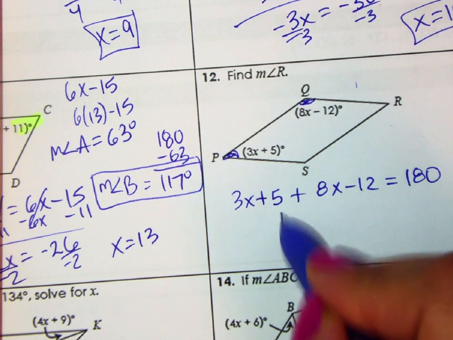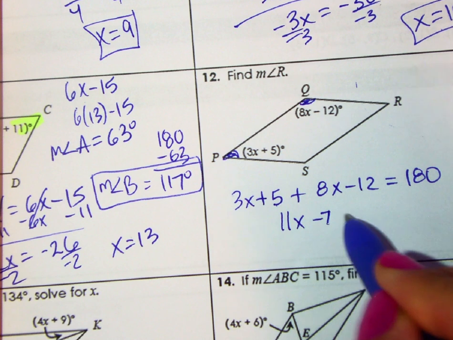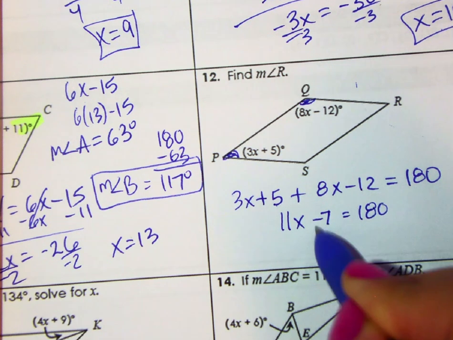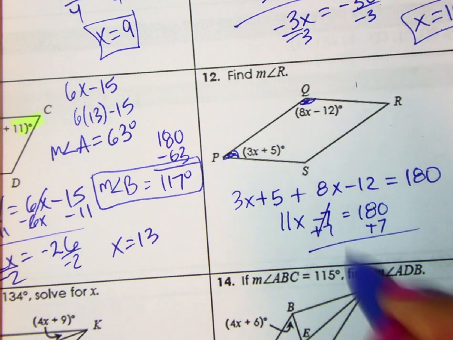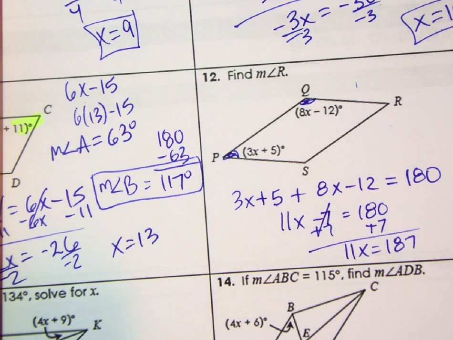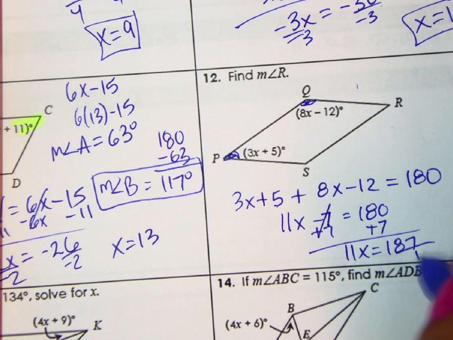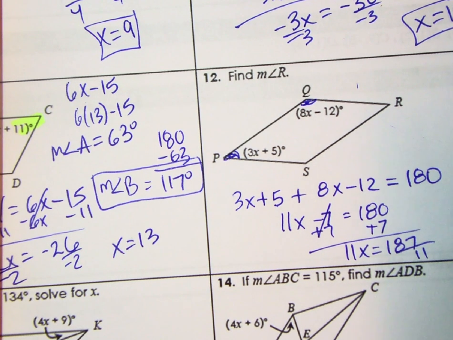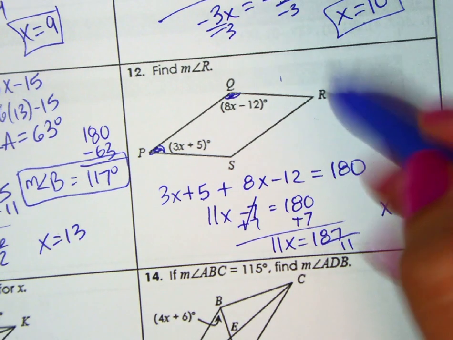3x plus 8x, that's 11x. 5 minus 12, that's negative 7. Add 7. So 11x equals 187. Then you divide by 11. And x equals 17. But they don't want you to find x, they want you to find the measure of angle R.